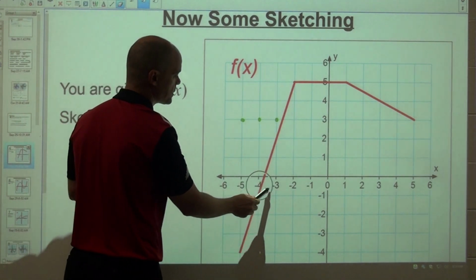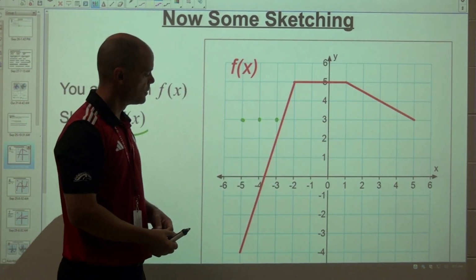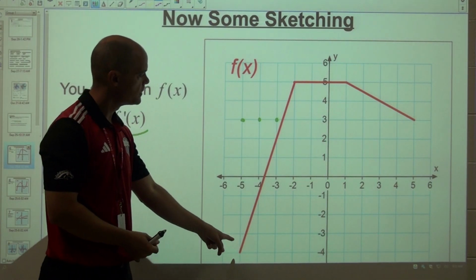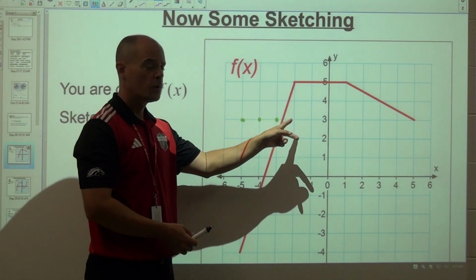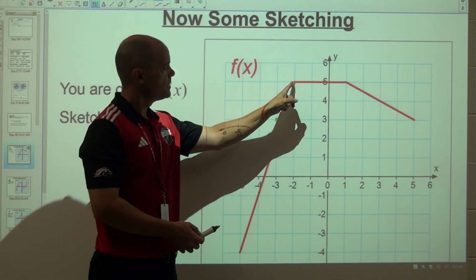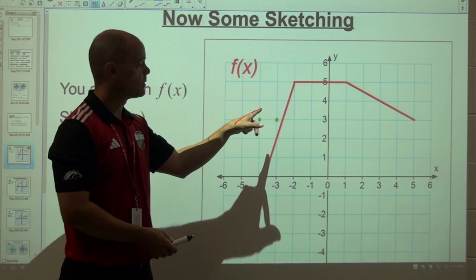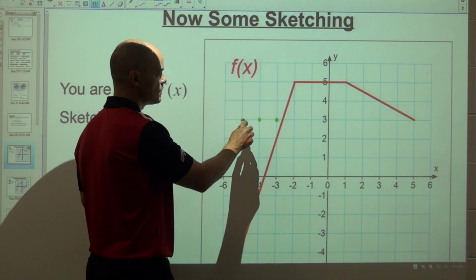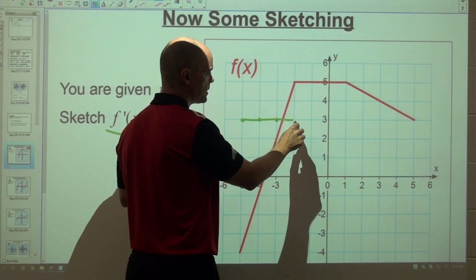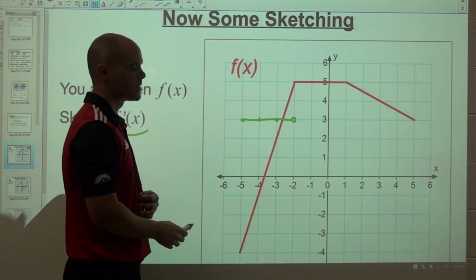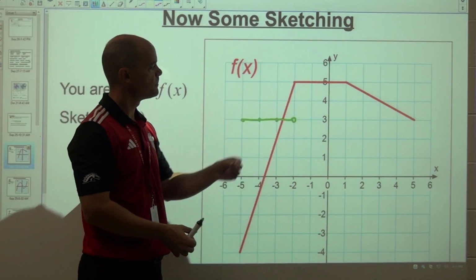So we can sketch the derivative just by connecting the dots of the slopes. Now it looks like it stops here, so I'm going to have my derivative stop there. And we know from the other day, this is a corner, and you can't take a derivative at a corner. So if I'm sketching the derivative, the slope is 3, the slope is 3, the slope is 3, and then right here, the derivative does not exist. You can't take a slope at a corner.